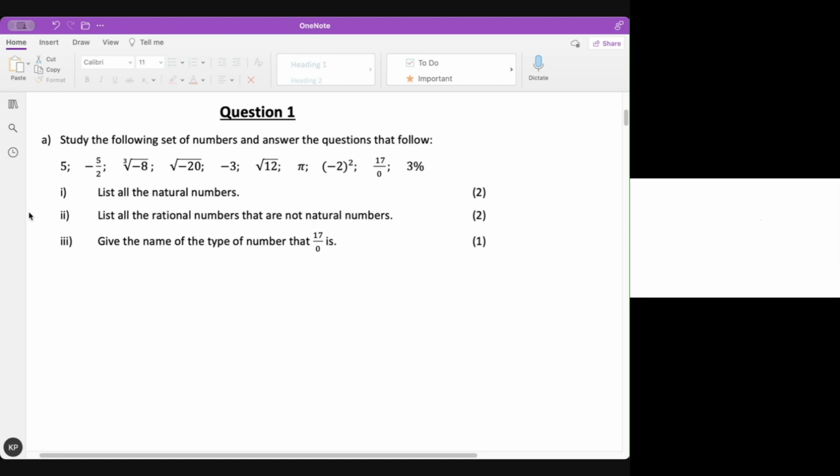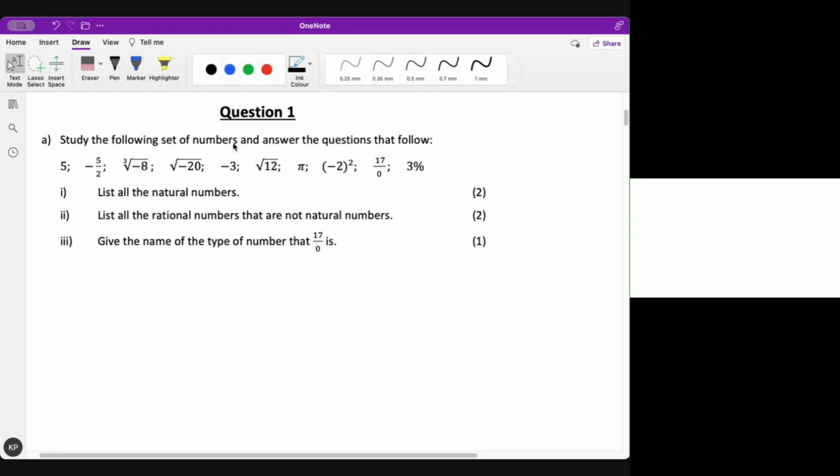So let's get started. Question 1A says, study the following sets of numbers and answer the questions that follow. Then it says, list all the natural numbers. What's the first thing we need to do when answering questions like this? There's a first thing that you need to do to ensure that you are answering accurately, right? So what would you do? If this was you answering this, would you just look at them the way they are and answer? Or is there something that you would do first?